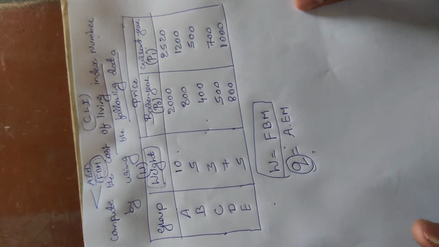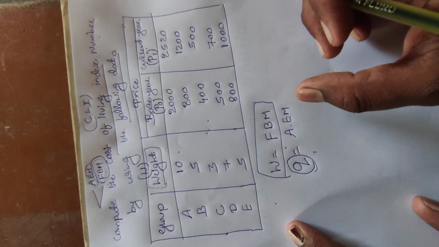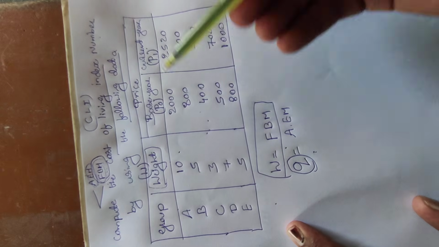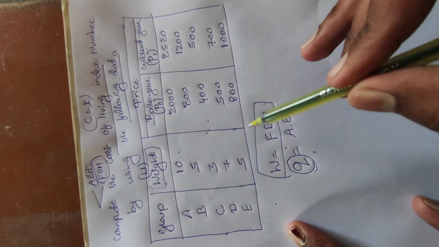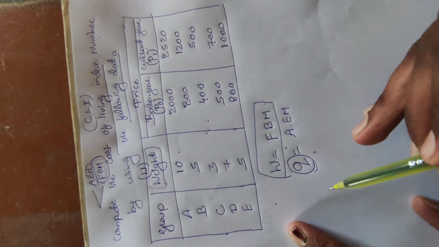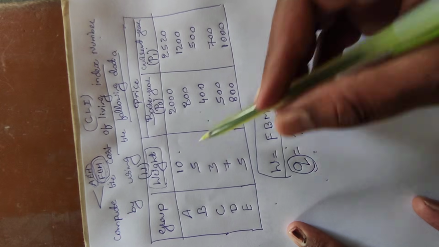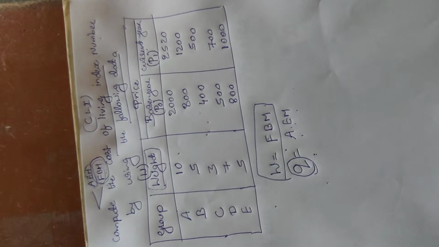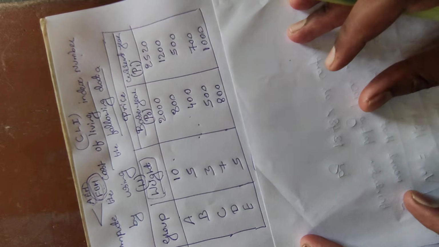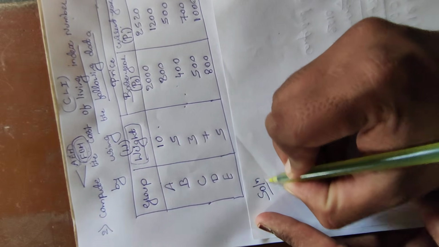Okay students, I think everyone knows how to select the method. Once again I will repeat. When information of W is given, we should apply the family budget method. When quantities are given in a problem, we should apply the aggregative expenditure method. In this problem W is given, so we give the solution based on the family budget method. Okay students, you can solve the problem based on the given information.